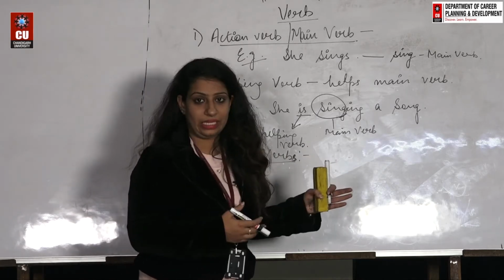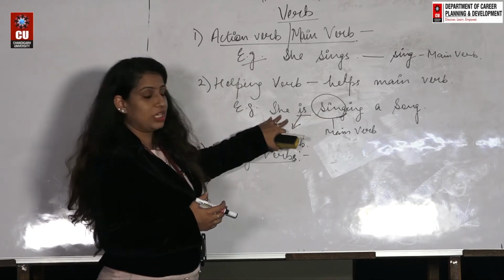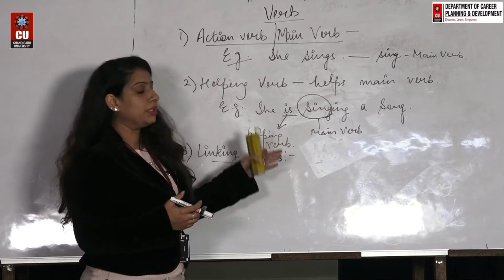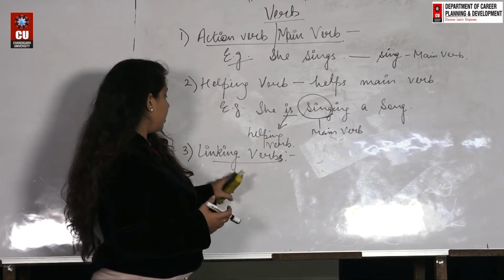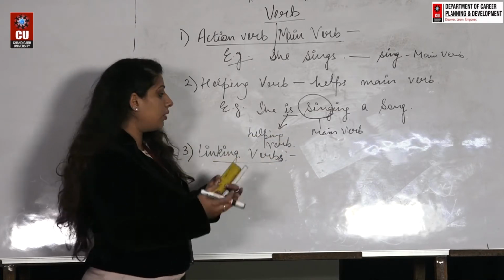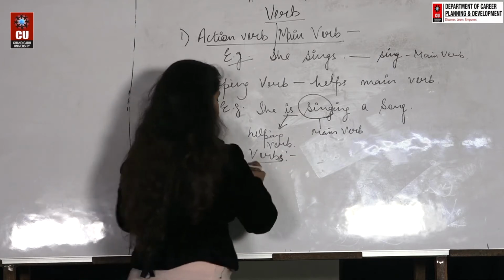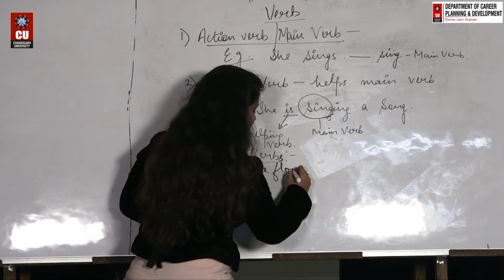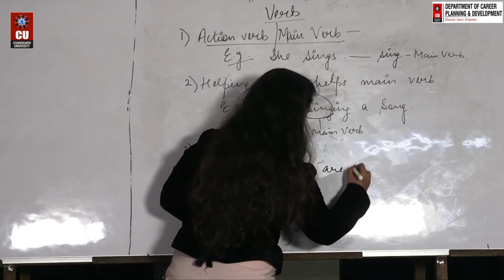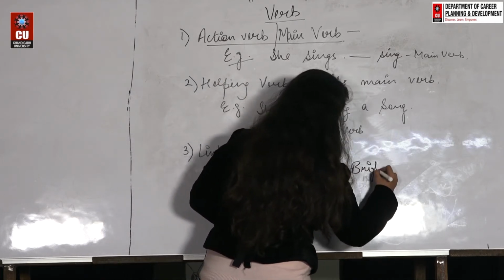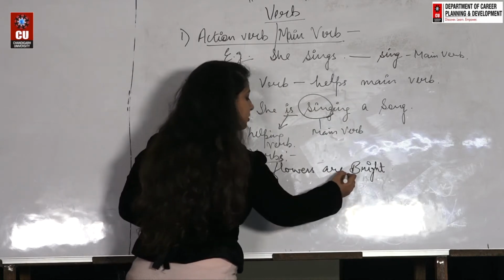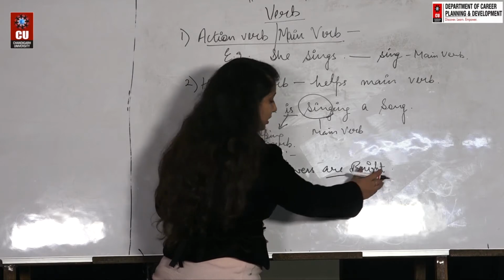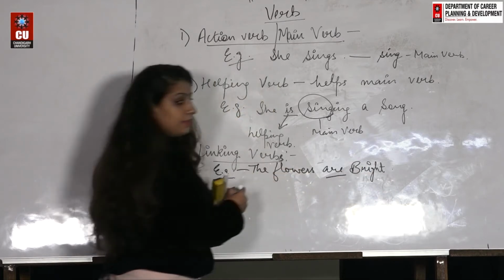subject of the sentence. In this sentence, what is the subject? She. So it links the subject of the sentence with a noun or pronoun, it can be an adjective, it can be an adverb as well. In this, we are telling something about the thing. For example, the flowers are bright. So in this, are is a linking verb. It is linking the flowers and telling something about the flowers, that flowers are bright.